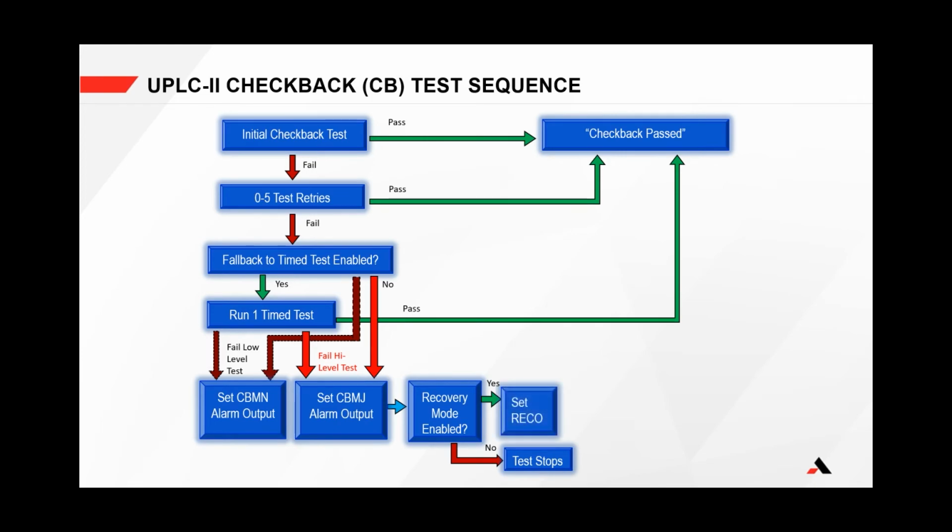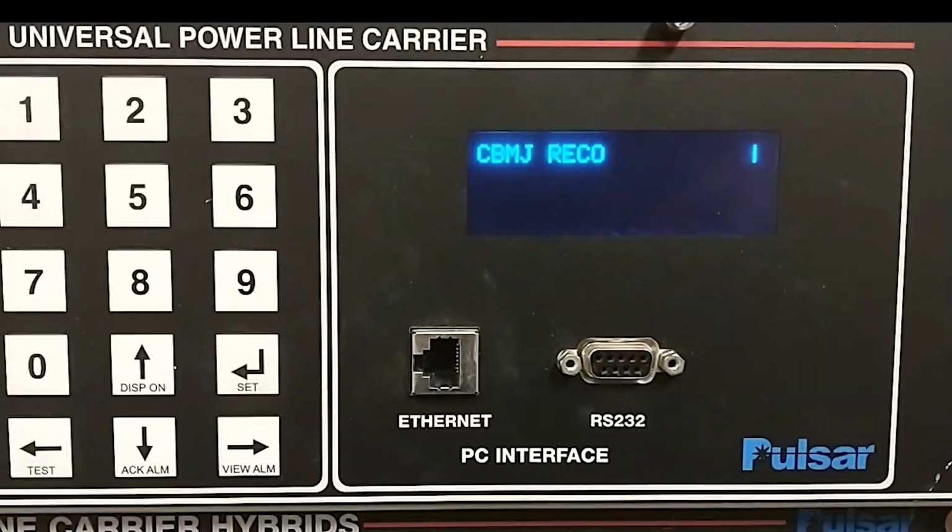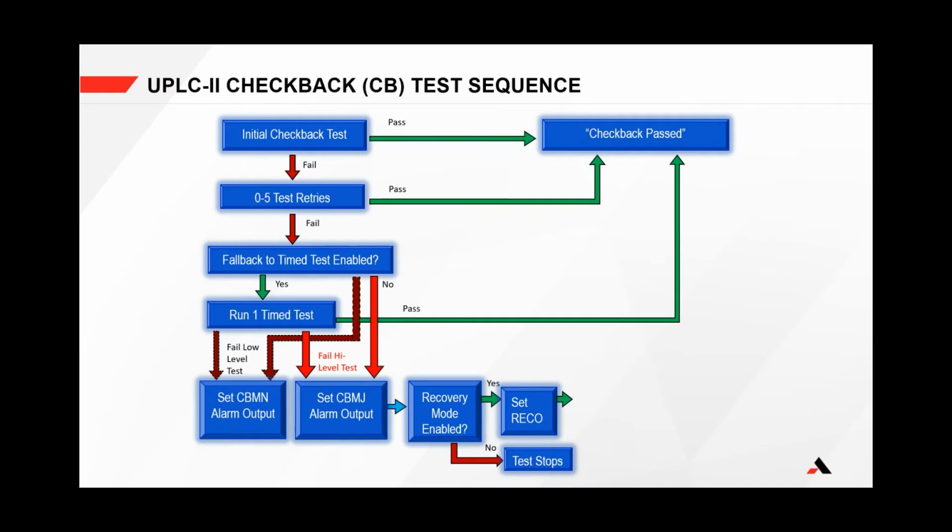If enabled, the recovery mode output is set, and a checkback major and recovery alarm will be displayed on the front panel display. Then the master UPLC will start initiating low power tests. These tests will be repeated based on the recovery period setting until the master passes 3 consecutive checkback tests. For example, if you have a 20-minute recovery period programmed, a low-power checkback test will be initiated from the master every 20 minutes until 3 consecutive checkback tests pass.